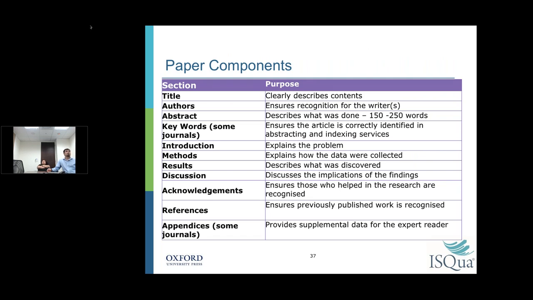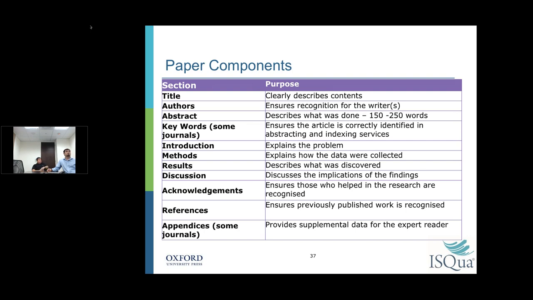These are the basic components for all kinds of papers. For example, you have to have the title, which should clearly describe the contents. It should be very crisp, like you are selling your study to someone, so you need a very precise title. And you need to ensure the authors' names as well, of course, who you are including as authors and how much they contributed.